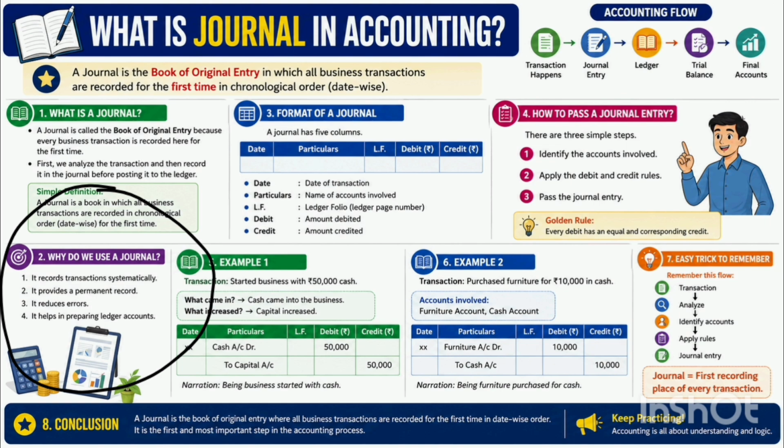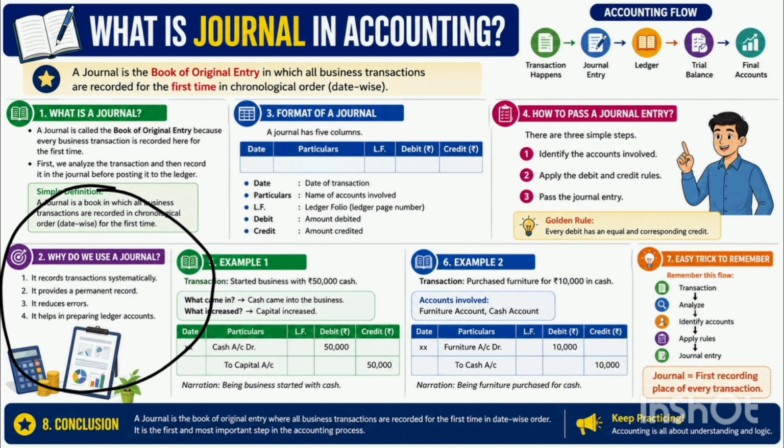Next one is, it provides a permanent record. When we record it into the book, definitely it gives you the permanent record. Third one, it reduces errors while recording or while remembering the transactions. Maybe sometimes we make mistakes, so for reducing that, we have to follow the journal. And last one, it helps in preparing the ledger account. After the journal, we have to make the ledger account. We are going to see in the next video what a ledger is.